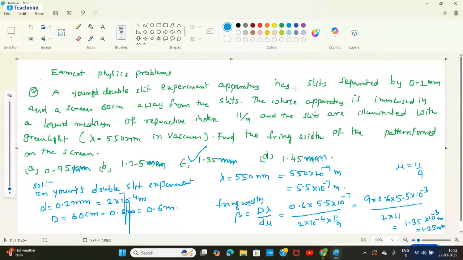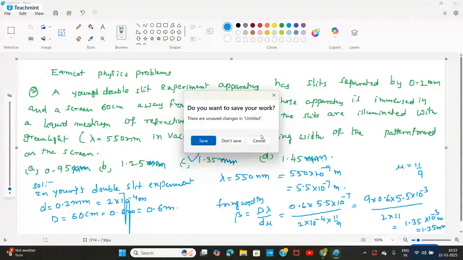So here it is. The question is given: a TV transmission tower of height h covers a range of a distance small d. By how much will be the range change if the height is increased to 3 by 2 h? So this is the question.